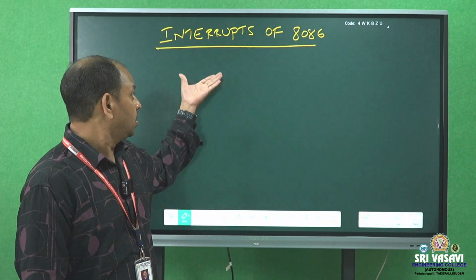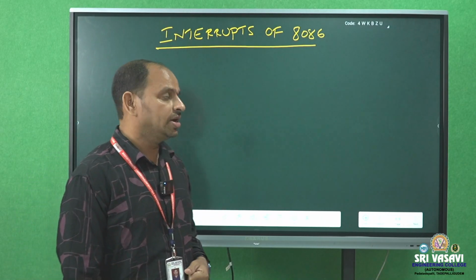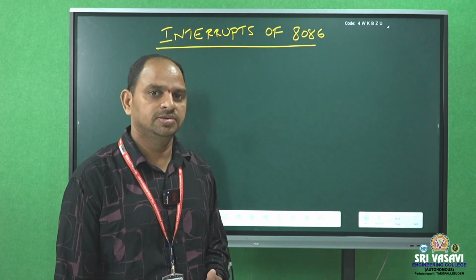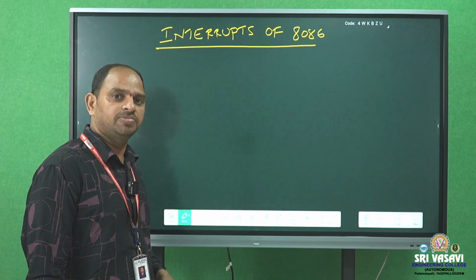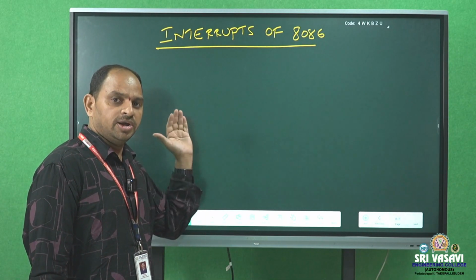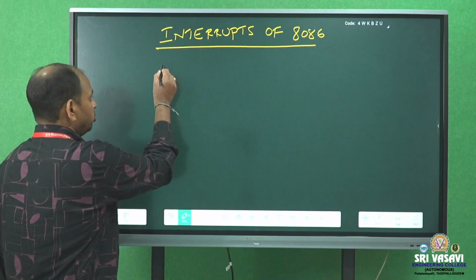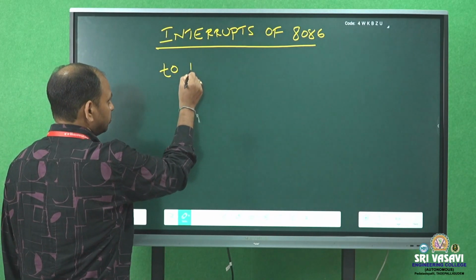Today, I will discuss the interrupts of 8086. So here, what is the meaning of interrupt? The general meaning of interrupt is to break the sequence of operation.